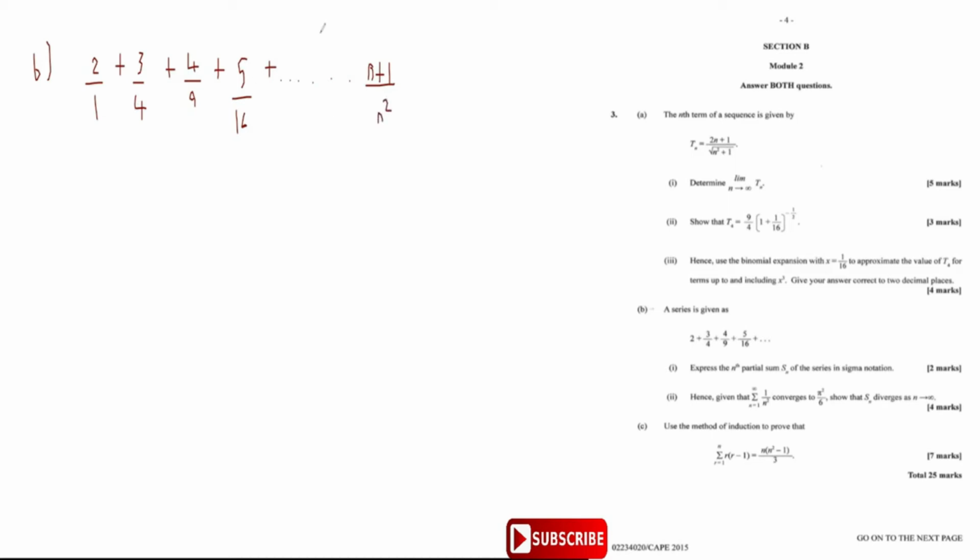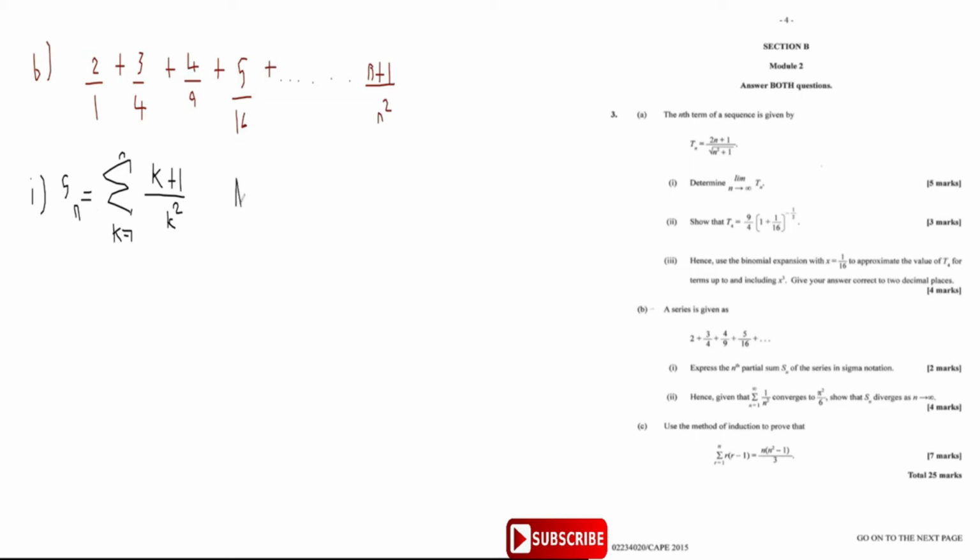And so to write it in summation form, if they say they want Sn, it would just be the sum from k equal 1 to n of k plus 1 over k squared. That would be Sn. The sum from k equal 1 to n of k plus 1 over k squared. That's Sn. Nice and easy, solved.